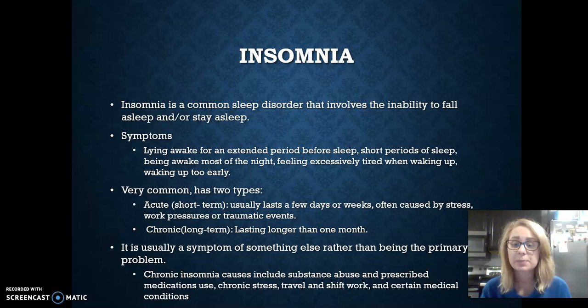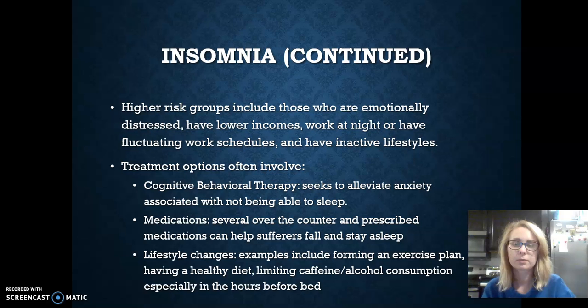It is usually a symptom of something else rather than being the primary problem. Chronic insomnia causes include substance abuse or prescribed medication use, chronic stress, travel and shift work, and certain medical conditions. Higher risk groups include those who are emotionally distressed, have lower incomes, work at night, or have fractured work schedules, and have an inactive lifestyle.